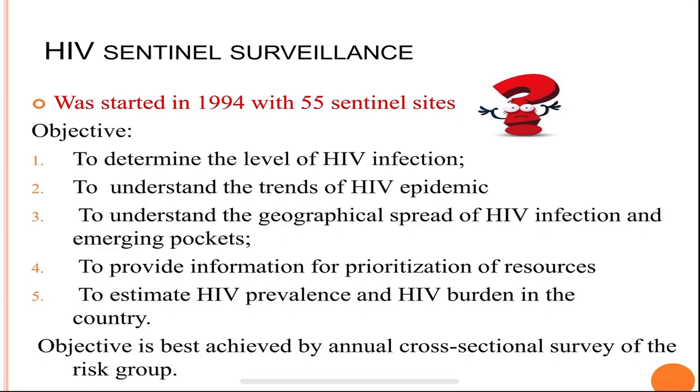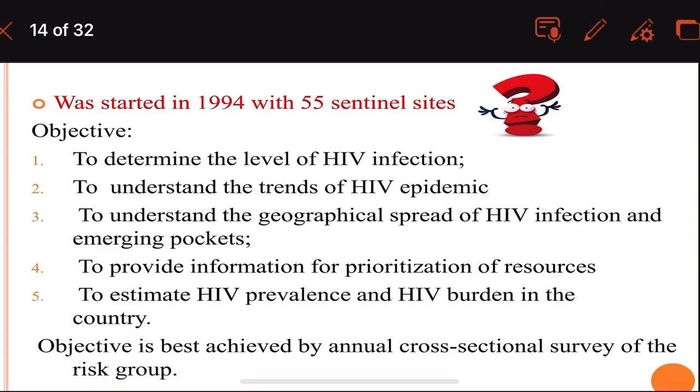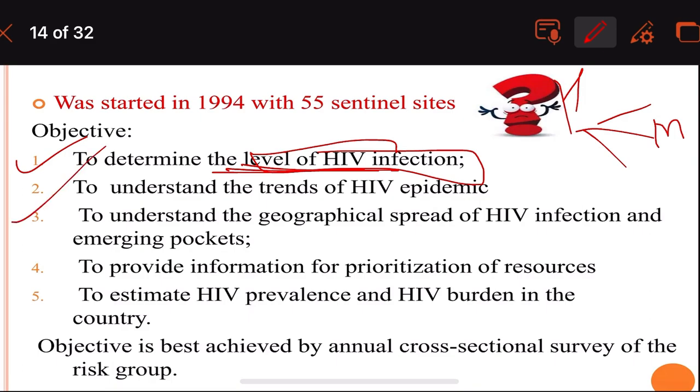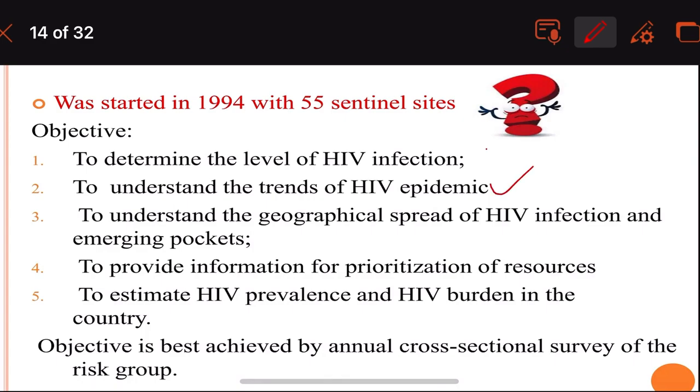What are the objectives of this HIV surveillance? The types of surveillances we studied, the objectives include to determine the level of HIV infection, to understand the trends of HIV epidemic. So first thing they need to determine the level of HIV infection. So we studied the categories. So first they need to know if it is high prevalence or moderate prevalence, the level of the HIV infection. To understand the trends of HIV epidemic, how the trend of the epidemic has to be found out.